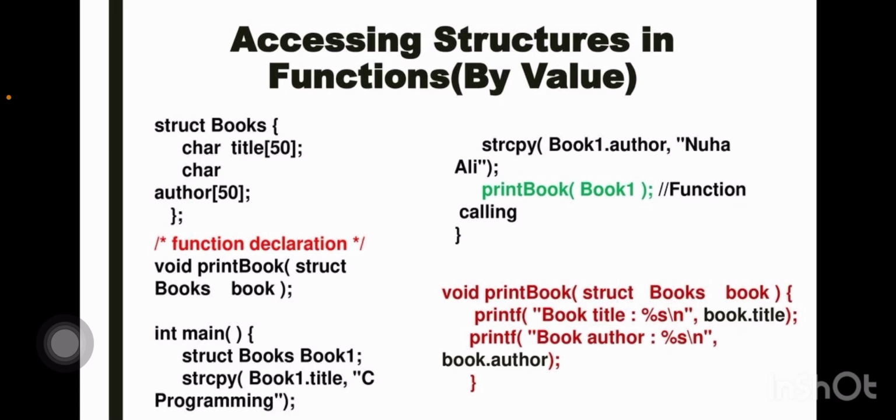Struct books book. This is the definition of the print book method, and in its definition we are just printing the values of book title and book author. For this we are using the printf statement.